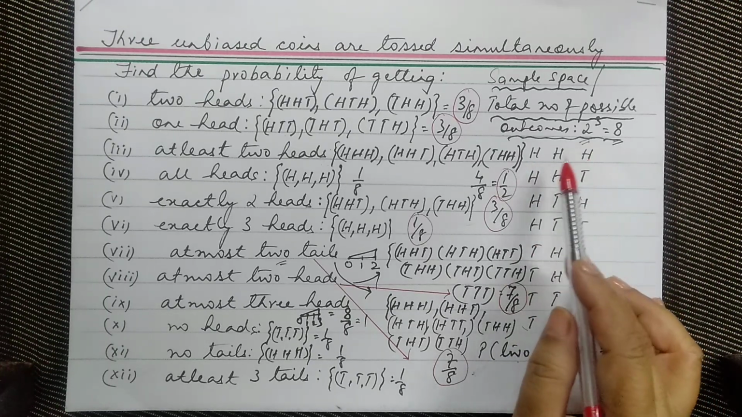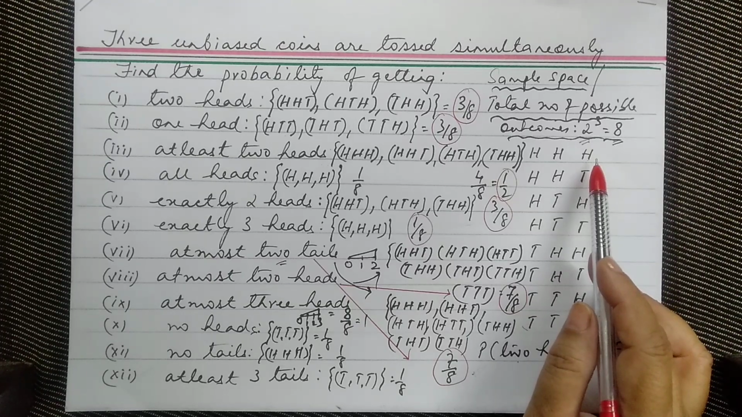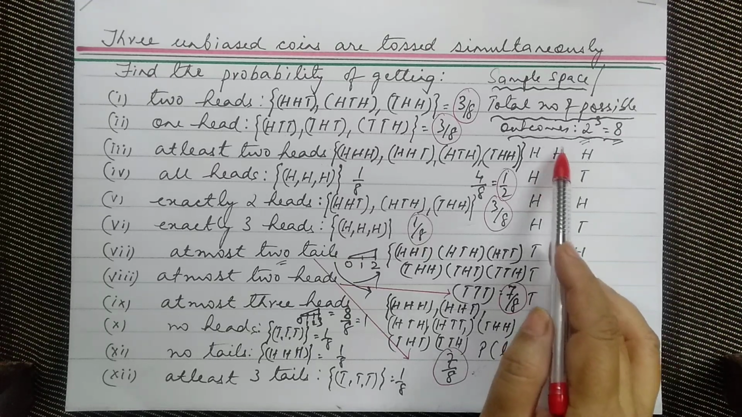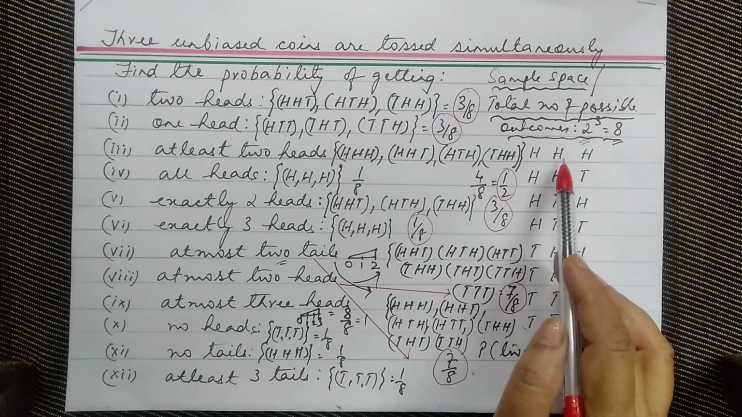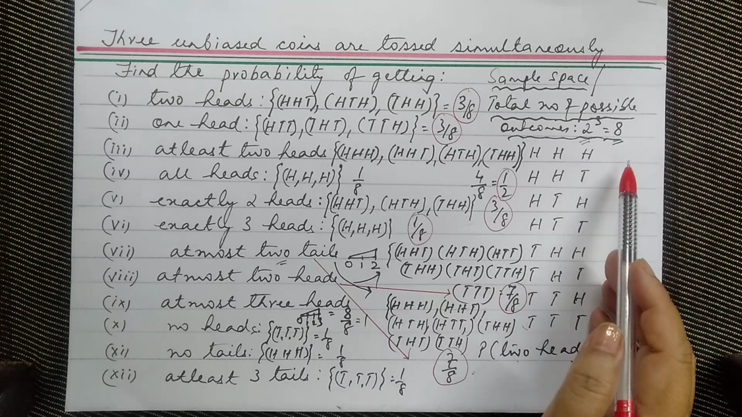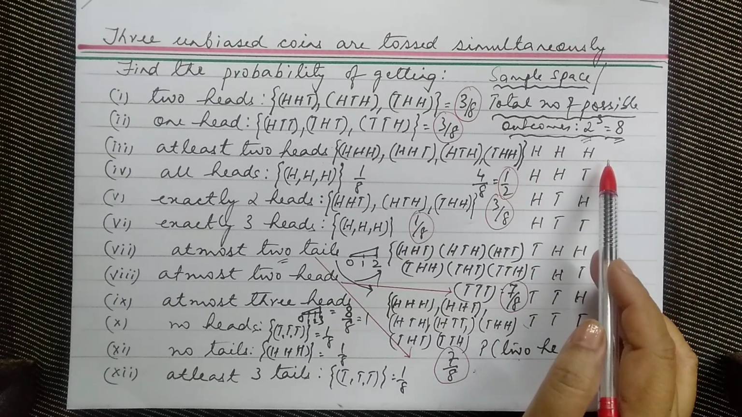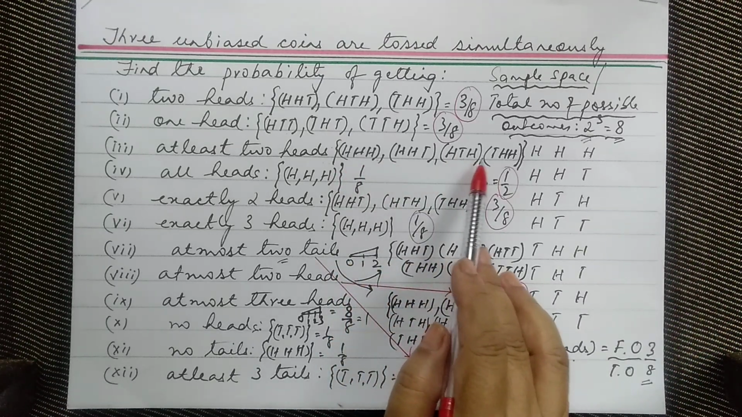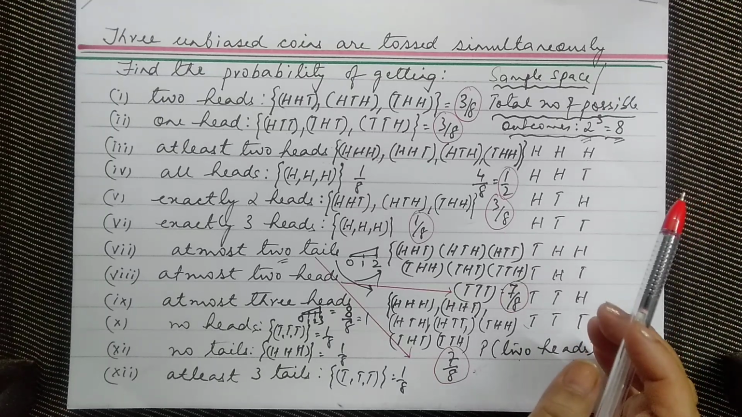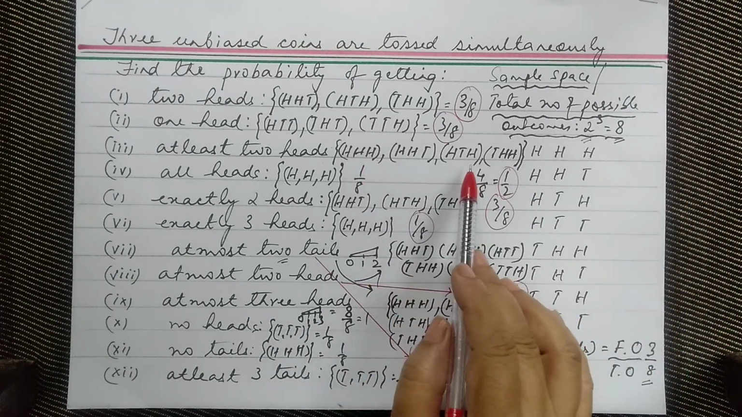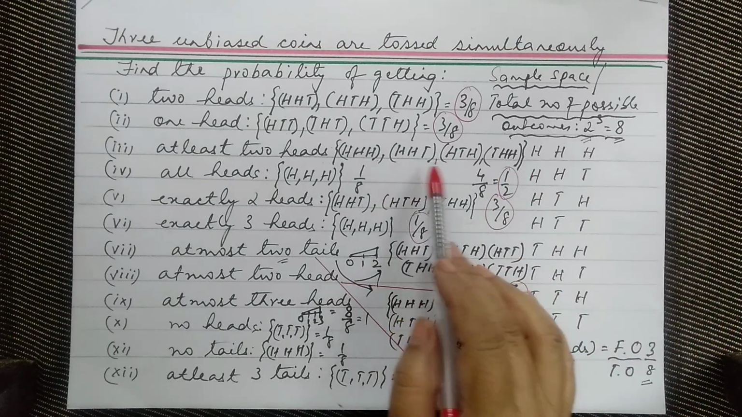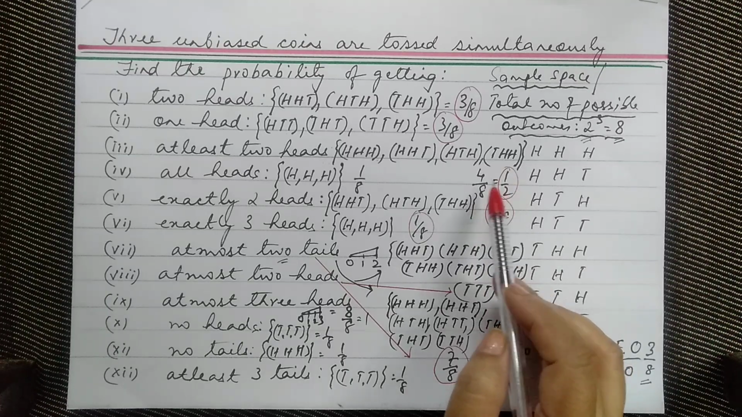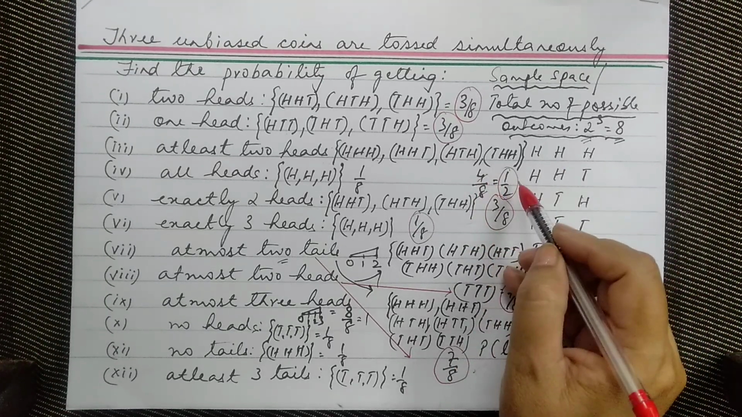Questionable is this one. H. It has got 3 heads. But who cares? As long as I'm getting 2 heads. I can get 2 heads, isn't it? I qualify to get 2 heads from here, leaving the third one out. So I include this also for at least 2 heads. HHT, HTH, THH, right? Understood? So we are getting 4 favorable outcomes. That is 4 out of the total number of outcomes, 8. On cancellation, I get 1 by 2.